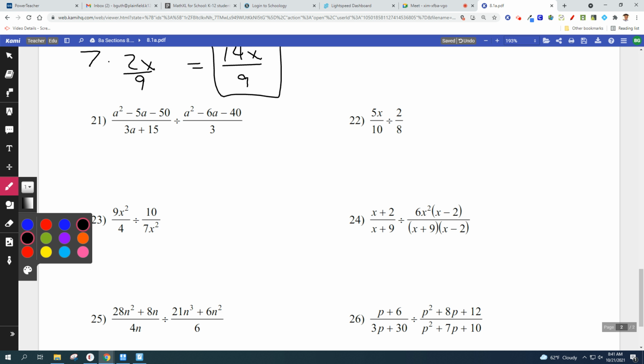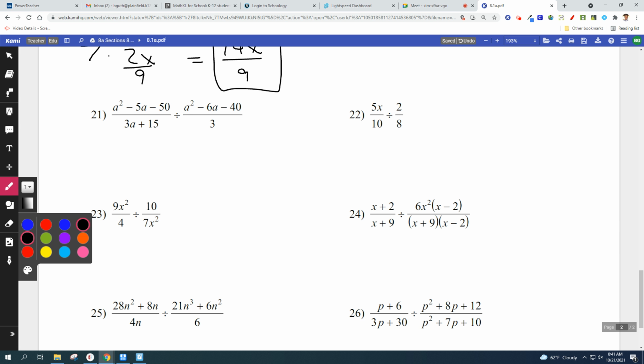Okay, 21. We're still dividing fractions, so check out what I'm going to do. I'm going to change this to times the reciprocal. Divide is times the reciprocal. So just flip it. Flip the second one, not the first one, the second one. Times the reciprocal. All I did was flip it.